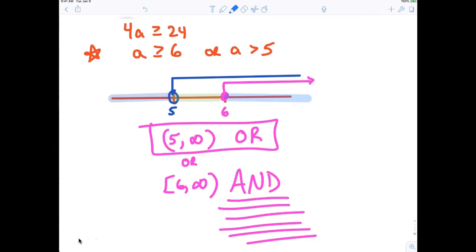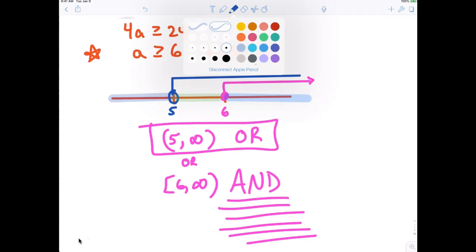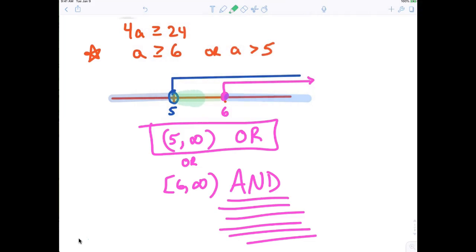Yes. So the answer for an or statement is the numbers that work for one or the other inequality is the solution. All right. So the answer is what? The answer would be anything greater than 5. Anything greater than 5. All right, obviously we're going to do a couple more to make sure you're understanding me.